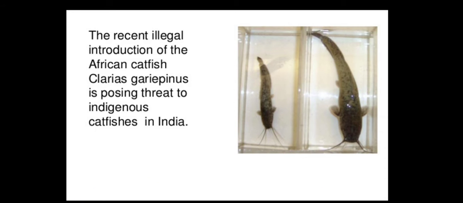Second example is the introduction of the African catfish called Clarias gariepinus. The introduction of this African catfish into India is causing a threat of extinction to the indigenous catfishes in India. So that is a second example.